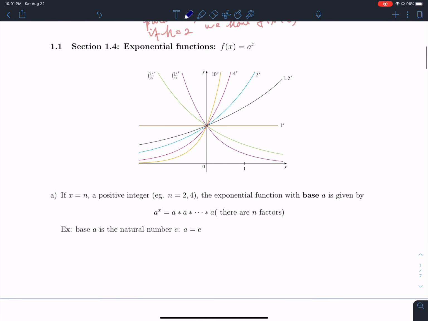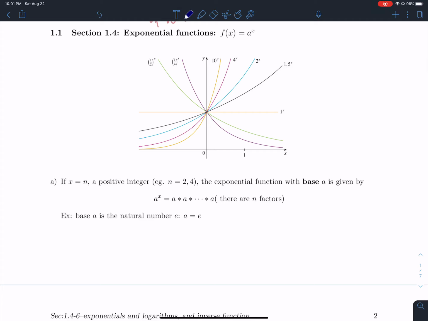Okay, so now let's look at the familiar topic, which is the exponential function. So here again, f of x tells us some sort of relationship or some sort of function definition. And here, particularly, we have a to the power of x. Usually we ask this a to be a positive number, and a is the so-called base of the exponential function. All right, the x could be anything.